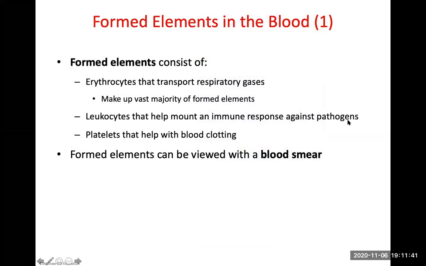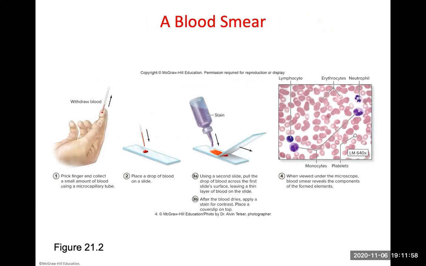The formed elements consist of erythrocytes that transport respiratory gases, CO2 and O2. They make up the vast majority of the formed elements. And then leukocytes help mount an immune response. Platelets help with blood clotting. And you can see all of these formed elements with a blood smear underneath a microscope.